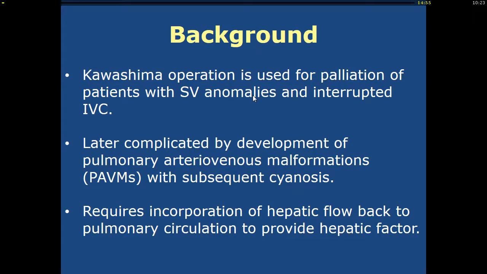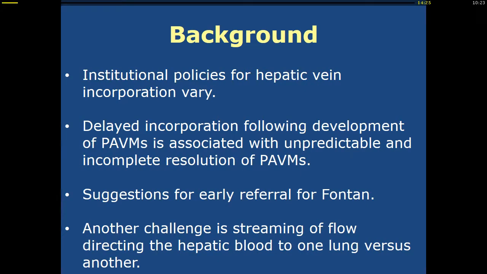So as we heard this morning, the Kawashima operation is used for palliation of patients with single ventricular anomalies with interrupted inferior vena cava. However, we've seen examples of development of pulmonary arteriovenous malformations leading to cyanosis. That eventually requires incorporation of the hepatic blood flow back to the pulmonary circulation to provide the hepatic factor essential for regression of those fistulas.